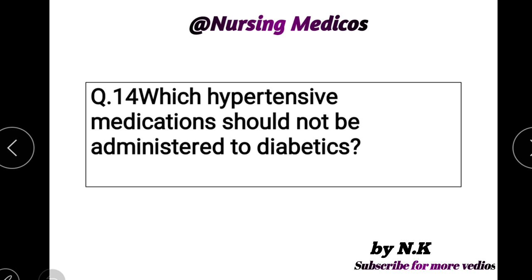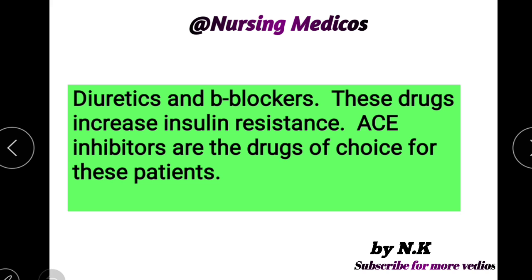which hypertensive medication should not be given to a diabetic patient? The answer is diuretics and beta blockers. We should not give them to diabetic patients, because these drugs increase insulin resistance. ACE inhibitors are the drug of choice for those patients in case of diabetes.